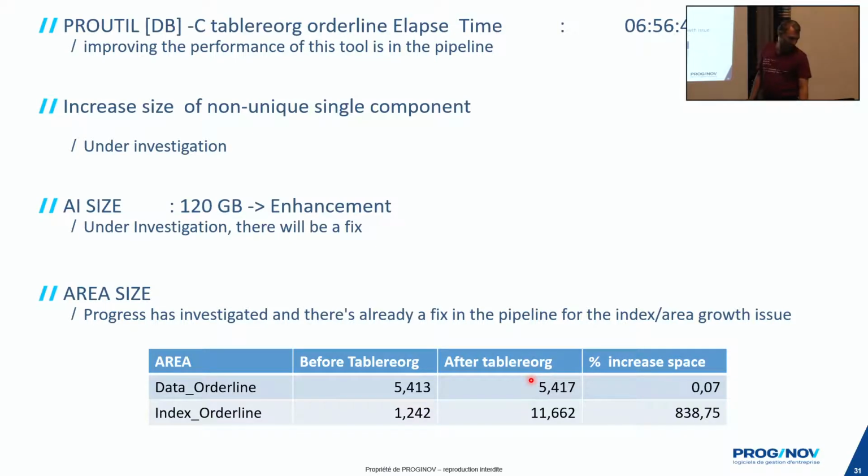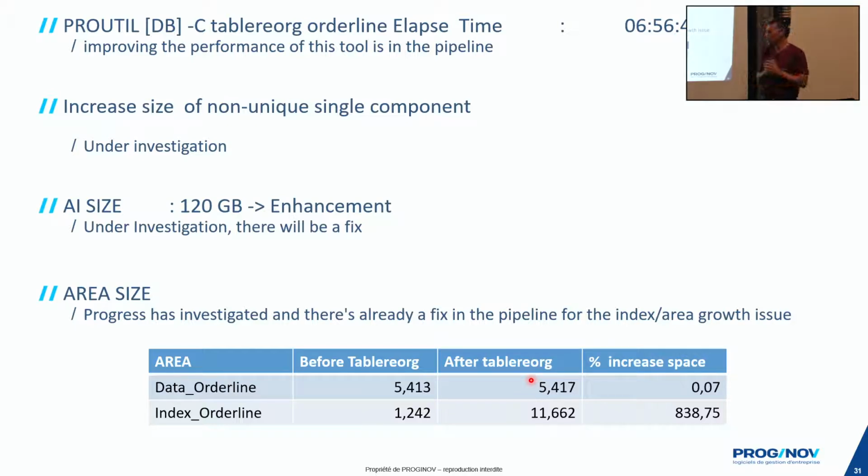There is an increase of the size of the non-unique index. For me, it's normal to have this, because when you delete and recreate the records with the table reorg, you're changing the order of the records, so you're changing the index keys, moving them elsewhere, so you will split the index, and it takes more space. For me, it's something logical. The after-image file size is quite big. It's under investigation. There will be a fix soon, I think.